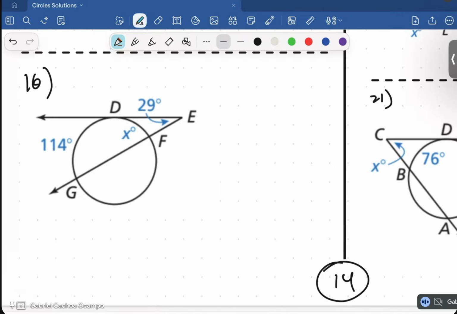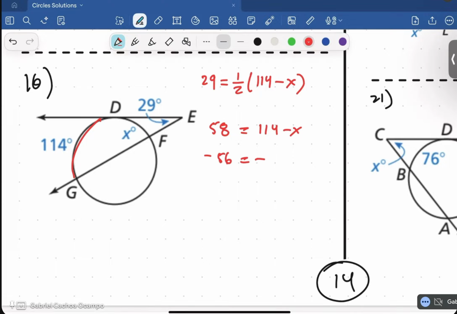Okay, this is an outside angle, no? So if my angle is outside, I need to use, now the miscellaneous part starts. If the angle is outside, then I know that 29 is 1/2 of 114 minus x. 29 times 2 is 58. 58 is 114 minus x. I subtract 114, so 58 minus 114 is negative 56. So x equals 56.